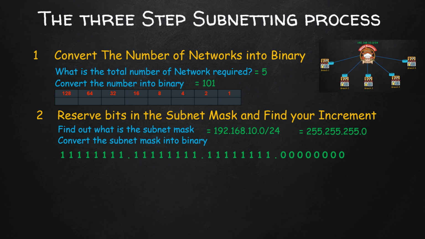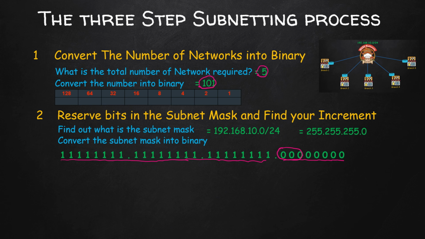Now reserve bits in the subnet mask and find your increment. Here, what is the number of networks you need? That is 5. And when you convert the 5, you get 101, right? So to get 5 networks, you need a minimum of 3 bits, right? So add those 3 bits into the network portion. In this subnet mask, wherever the number 1 is available, it indicates the network part, and wherever the 0 is available, it indicates the host part. So if you want to get 5 networks from here, then you need to move 3 bits from the host portion into the network portion.